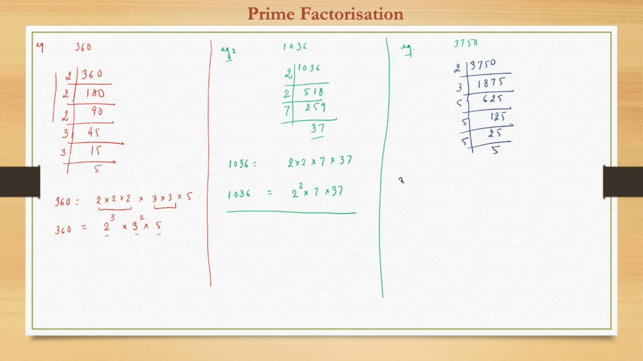So we can write 3750 as what? We have a single 2, a single 3, then 1, 2, 3, 4 times 5. So we can write it as 5 raised to the power 4. So this is the prime factorization of 3750. So hope this was simple.